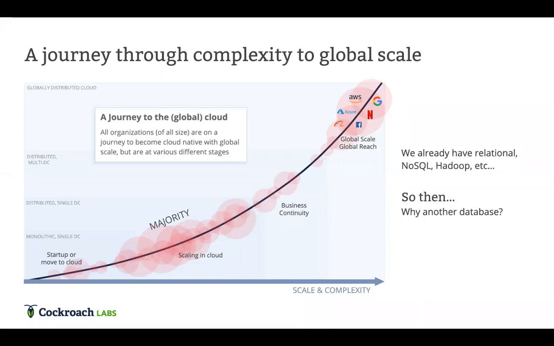Well, a couple of things are happening. Number one, as everybody moves up this scale complexity curve, that's definitely one. The world is also shrinking. The minute you have a business online, you're going to have global customers. So fight it or not, you're going to have to move up this curve eventually, right? Because that's just the nature of business today.